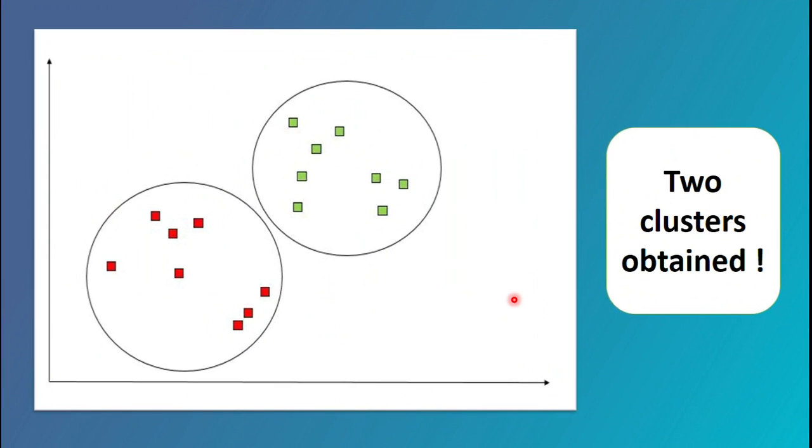After this, we are done now. Even if you try to recompute this, none of the data points will change their position. Hence, we can say that this is our final result. So we divided our unlabeled observations into 2 clusters now.